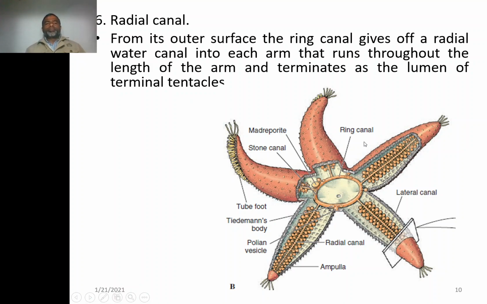Radial canal. The ring canal gives a radial canal to each arm. These are the radial canals. From its outer surface, the radial canals come out and supply one radial canal to each arm, and each radial canal terminates at the end of the arm in the tentacles. So in the lumen of the tentacles, this radial canal terminates.